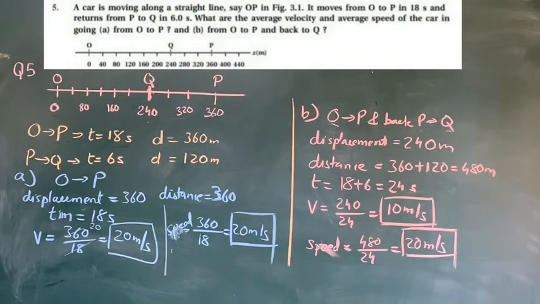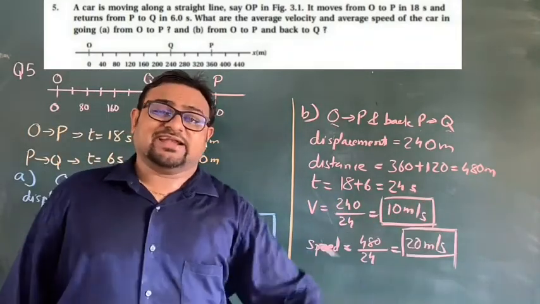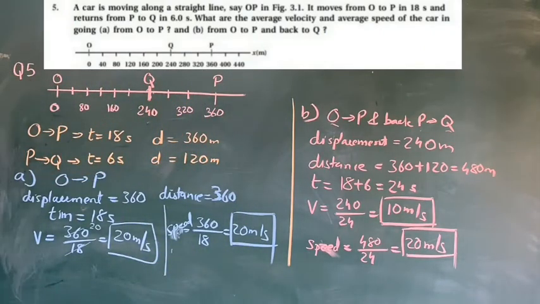So speed in both the cases is 20 meter per second, but velocity in the first case is 20 meter per second, and in the second case it's 10 meter per second. Okay, so just note down question number 5. This question number 5 is example number 3.1 of chapter 3 in the NCERT textbook.